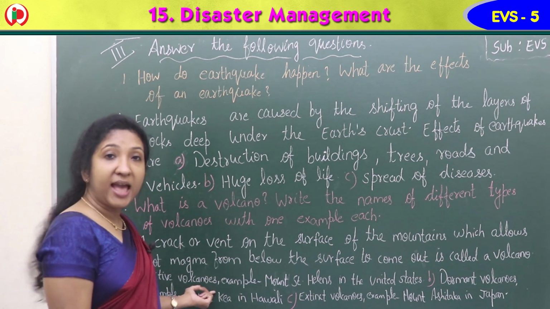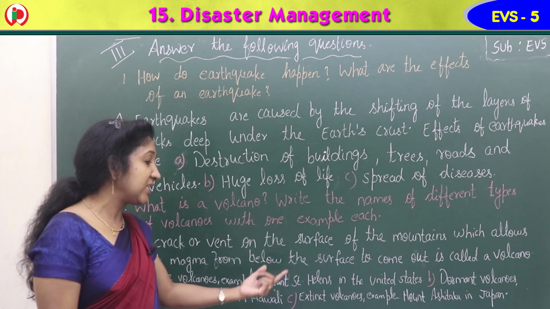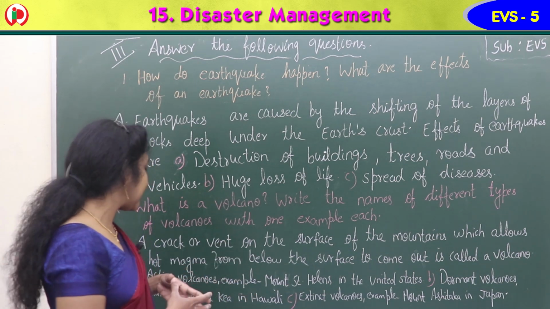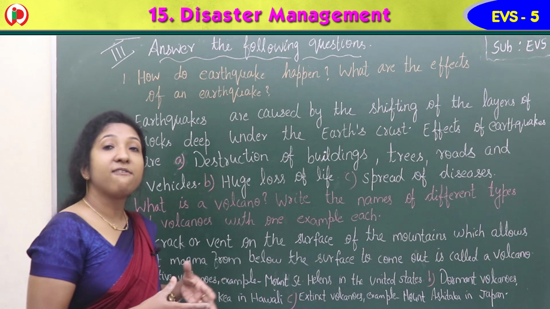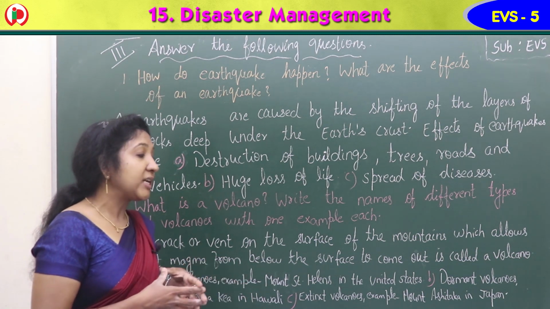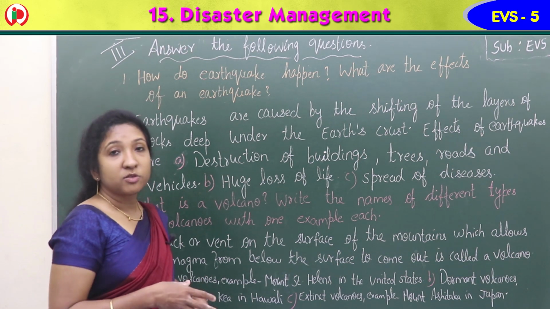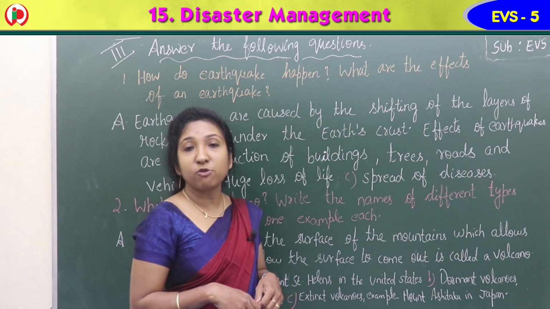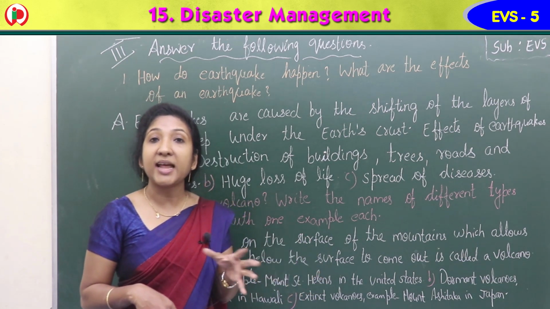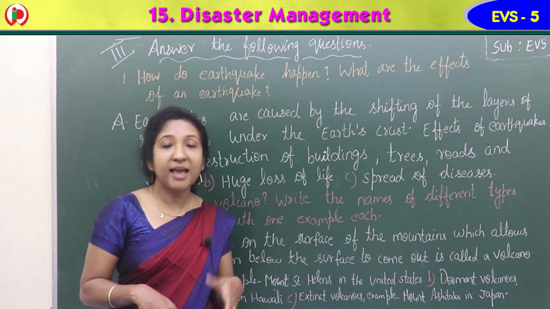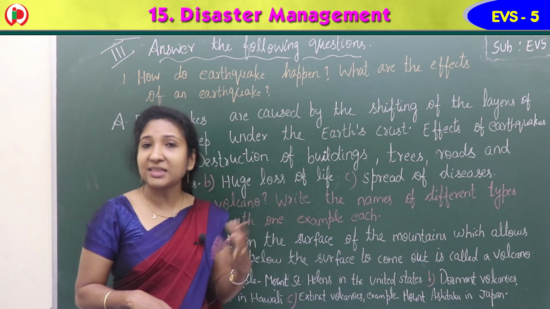There are 3 types of volcano. A. Active volcanoes. Example: Mount St. Helens in the United States. B. Dormant volcanoes. Example: Mauna Kea in Hawaii. C. Extinct volcanoes. Example: Mount Ashitaka in Japan. So in your course book they have mentioned 3 different types of volcano: active, dormant and extinct, and they have given examples for these 3 types. You can write any example.